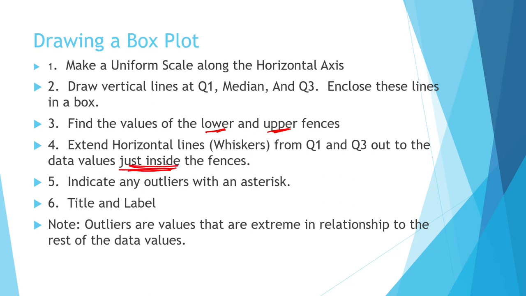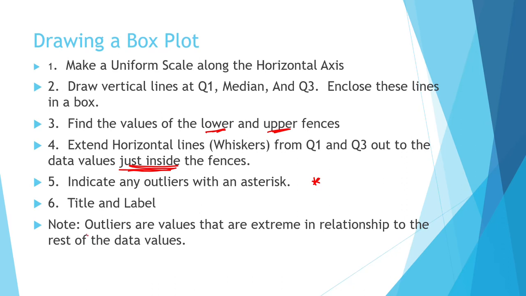So you want to select values that are above the lower fence and just below the upper fence. Step 5, indicate any outliers with an asterisk. Step 6, title and label the box plot.